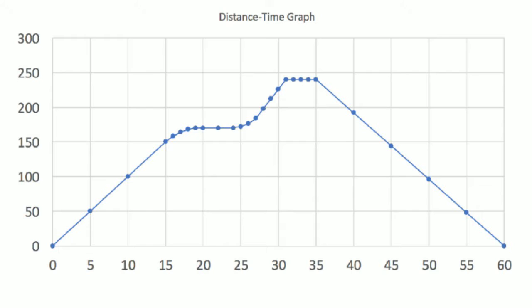The final part of our distance time graph is between 35 and 60 seconds. In this time period, our distance time graph has a negative gradient and the gradient is constant. The negative gradient tells us that our object is travelling back towards the starting point. The constant gradient tells us that our object is travelling at a constant speed.